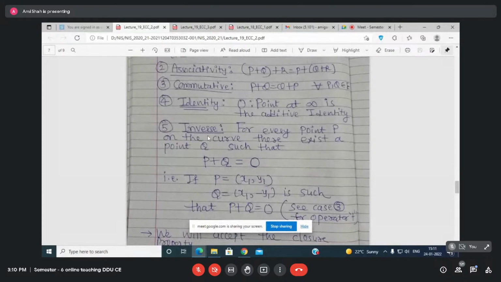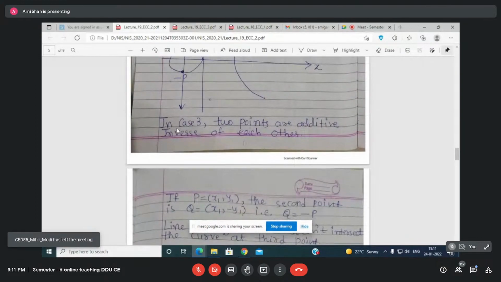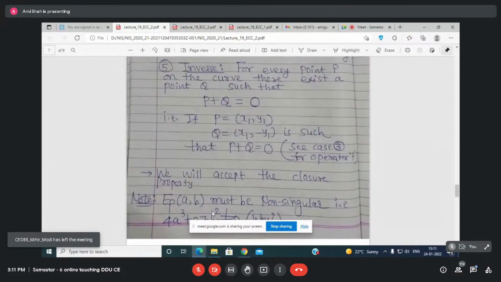And the last property is the inverse. For every point P on the curve, there exists a point Q such that P plus Q equals 0. As I explained, if I take P as (x1, y1) and Q as (x1, minus y1), then P plus Q equals 0, which is case number 3. That's why all these properties are satisfied, and that's why it's an abelian group.